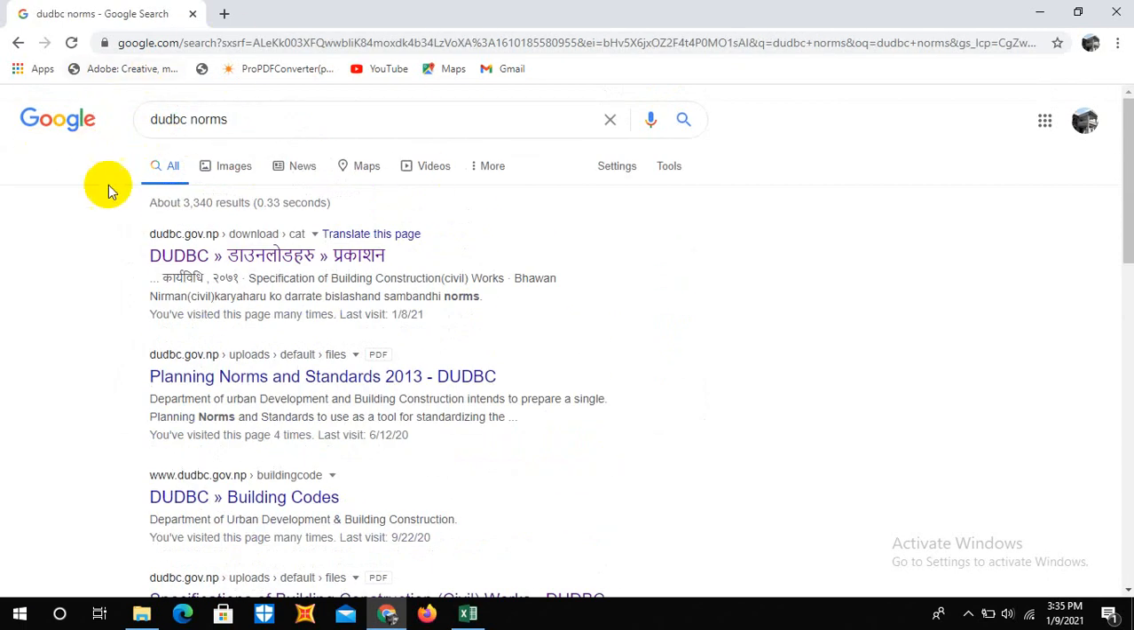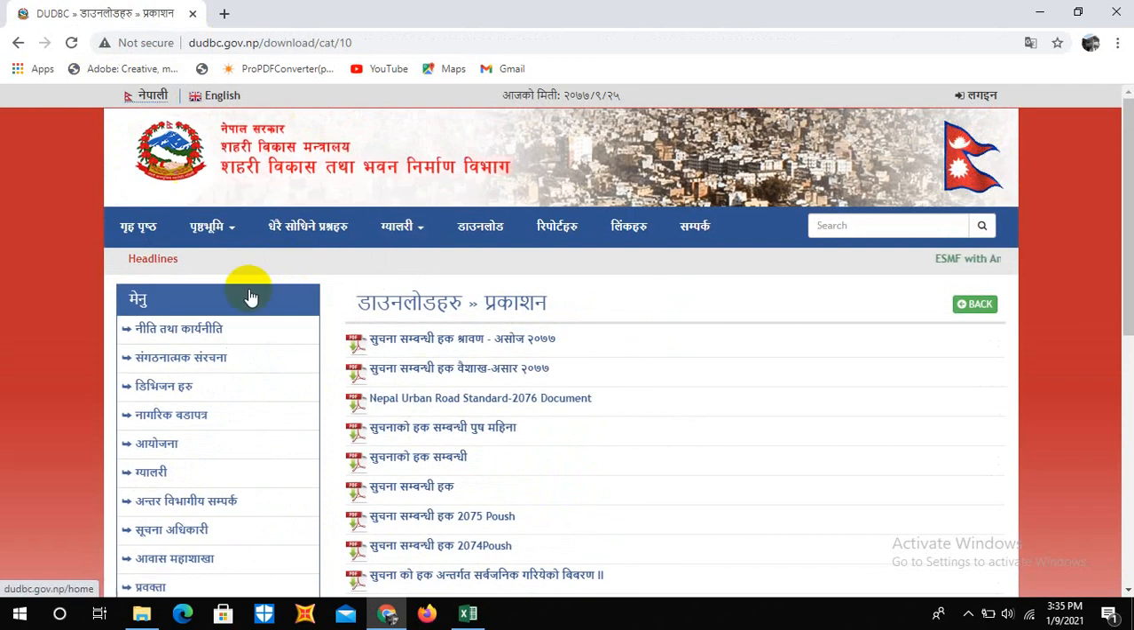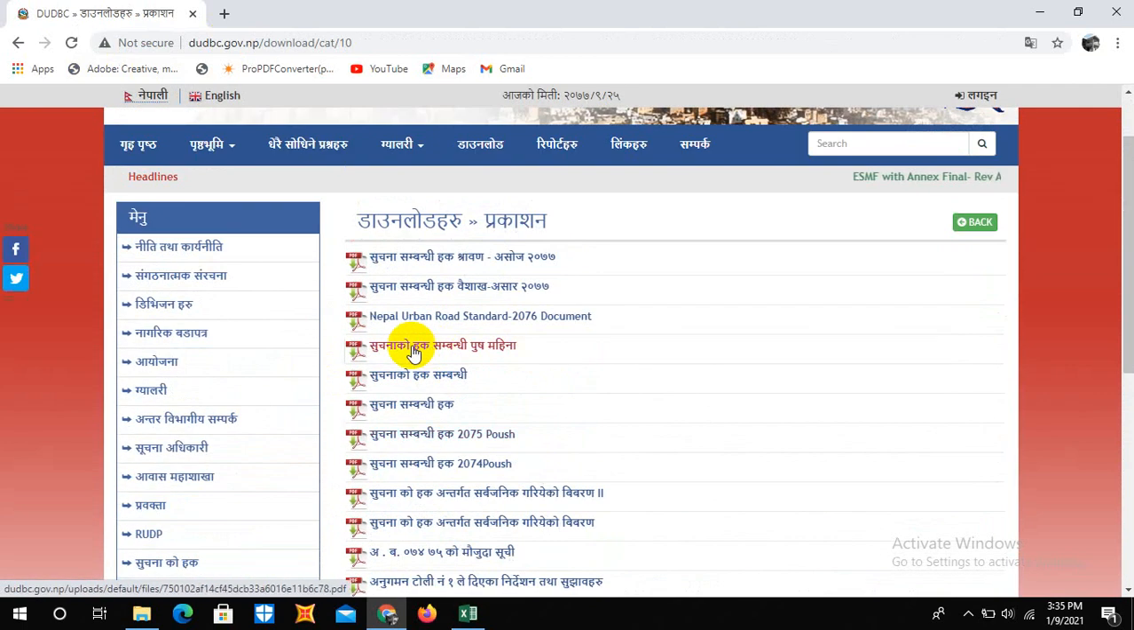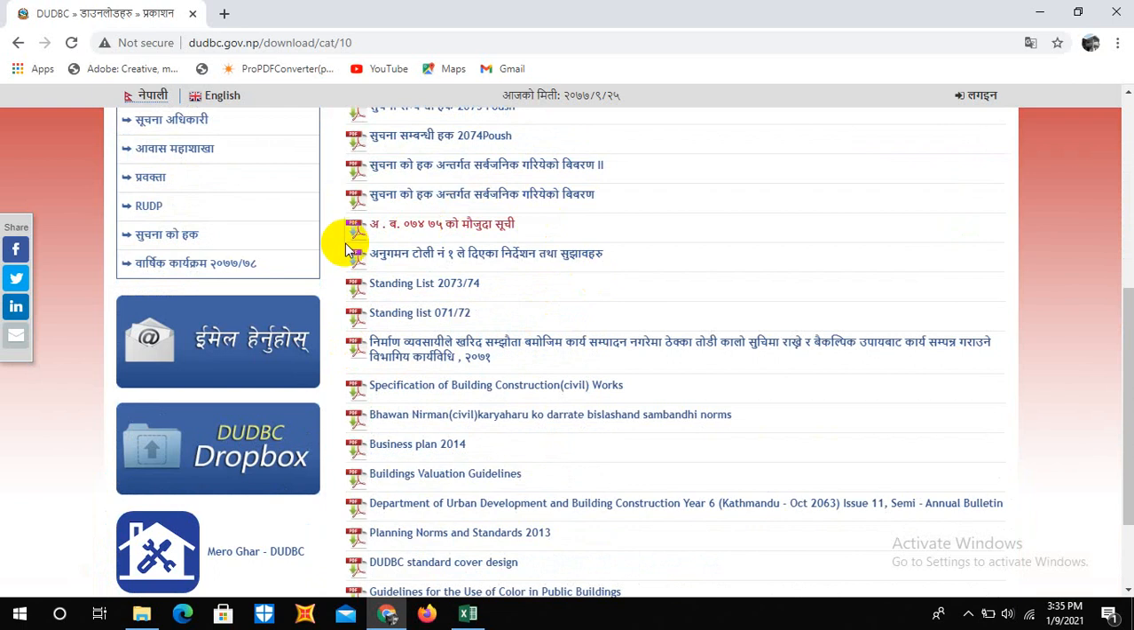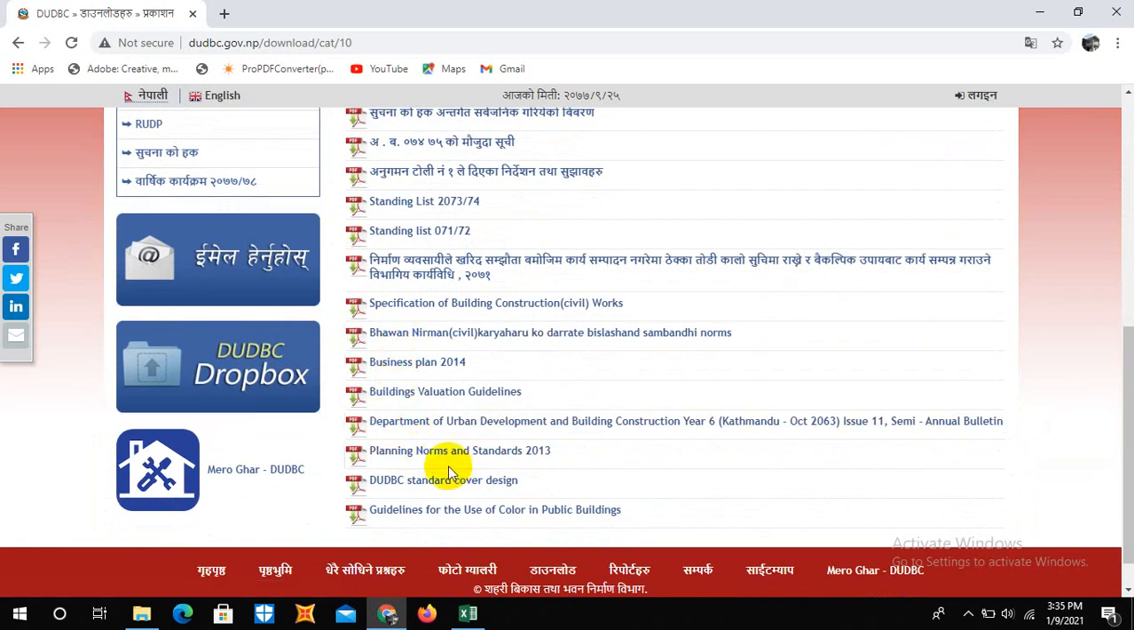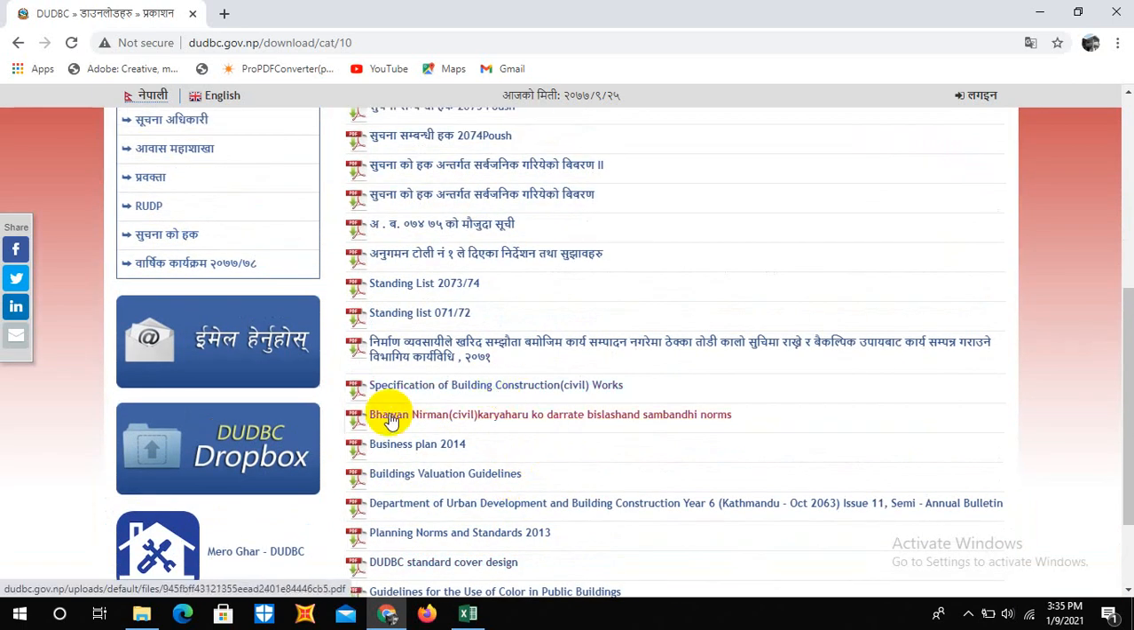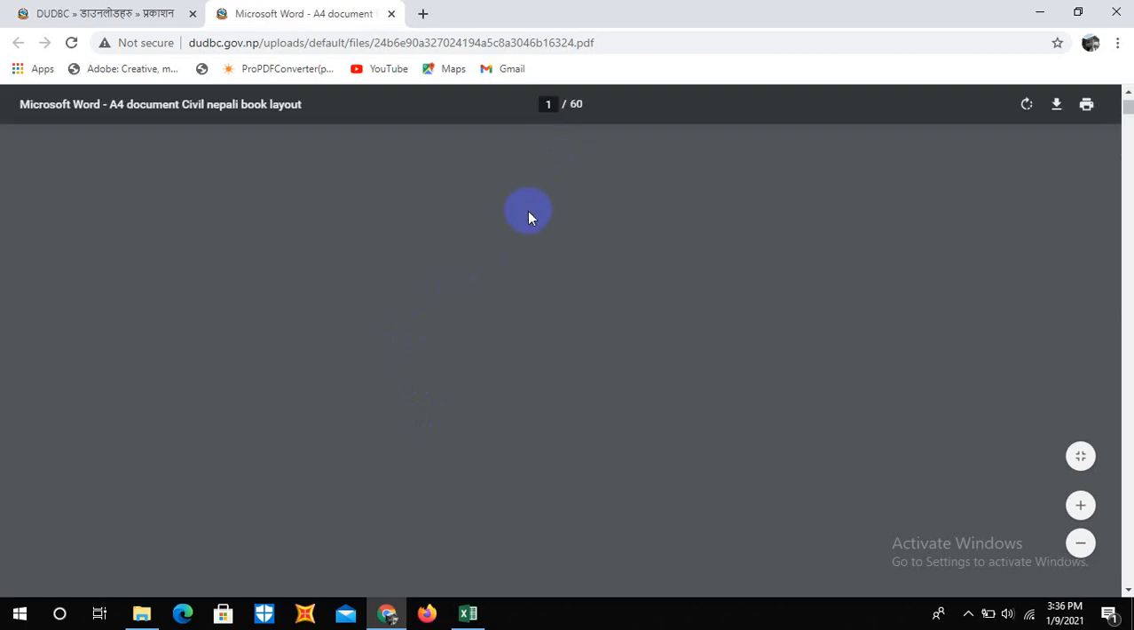After typing the DUDBC Norms, you can go to this site, this first one, and then you can download all the required information, norms and specifications from this site. In our case, we need to download this भवन निर्माण सिविल कार्यहरूको दर रेट विश्लेषण सम्बन्धी norms. And if you want the specification, you can download it from here. So click this and then you can download it from here.